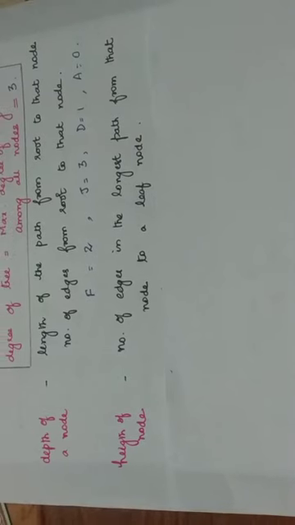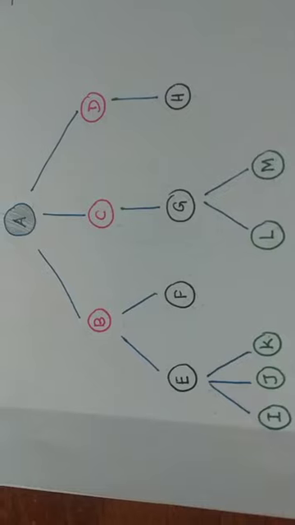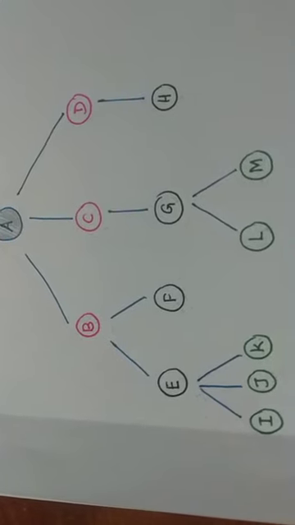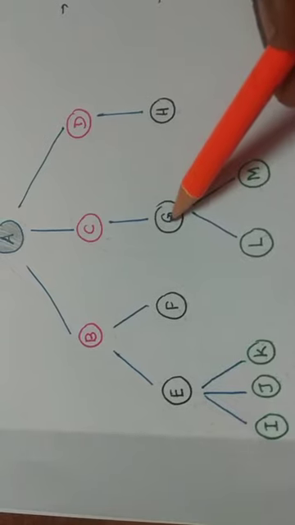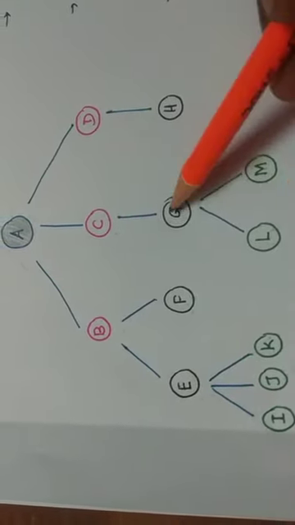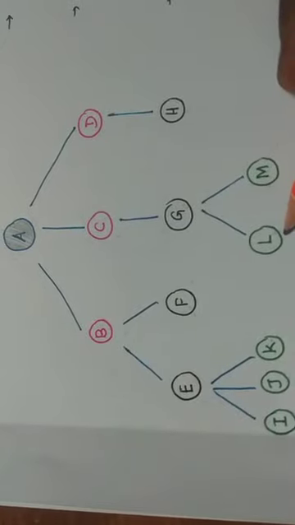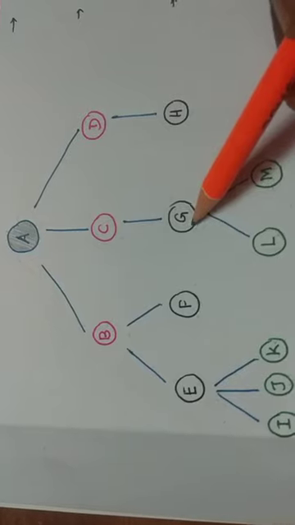So next we have to find out the height of a particular node. It is the number of edges in the longest path from that node to a leaf node. So for example, suppose I wanted to find out the height of node G. It is the number of edges in the longest path towards its leaf node. From G to its leaf node it is L. So the path is 1. So the height of node G is 1.